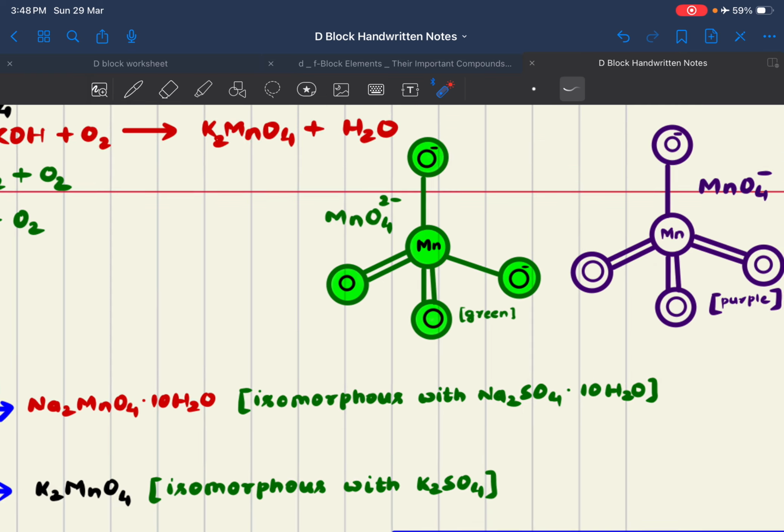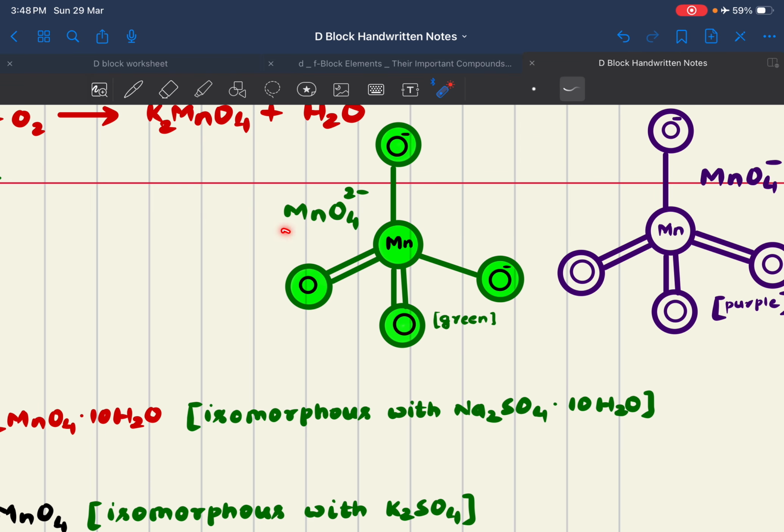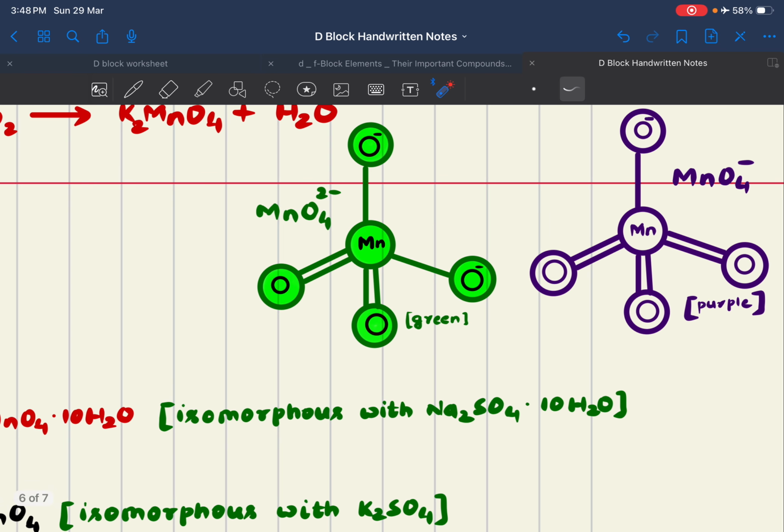If you want to see the structure, this is the structure of MnO4 2 minus manganate ion. This is green. So manganese, single bond oxygen, negative charge, double bond, again double bond, and again single bond oxygen and negative charge. If you look here, MnO4 minus permanganate ion is purple, or light dark pink or purple: Mn single bond oxygen minus, double bond oxygen, double bond oxygen, double bond oxygen. So this is the structure of MnO4 2 minus and MnO4 minus.